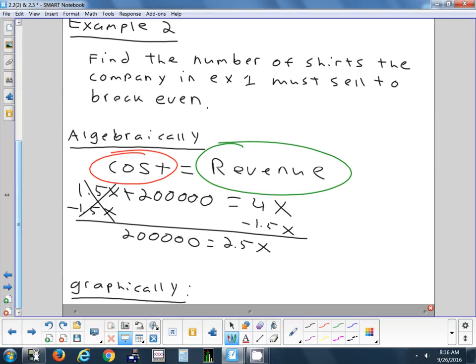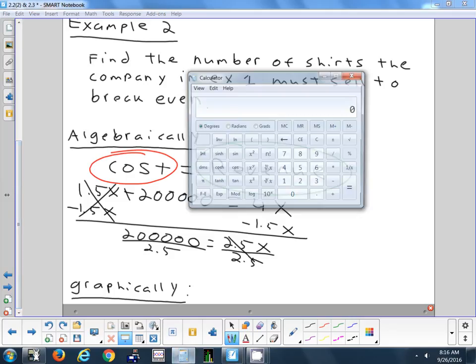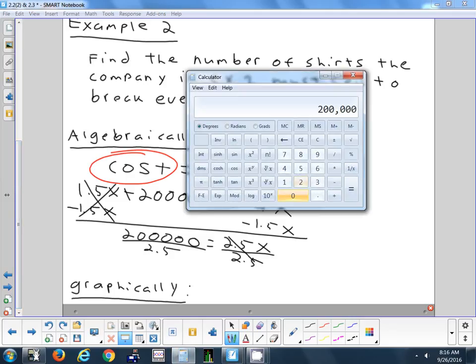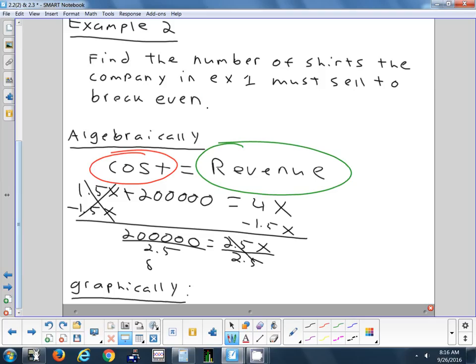Okay, and Ayla, my last step would be? Divide both sides by 2.5. Yeah, now we want to do our division. Okay, so 200,000 divided by 2.5. They have to sell 80,000 shirts, okay, in order to break even. Okay, so that's the algebraic approach.